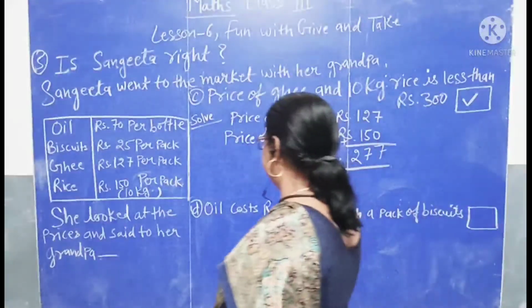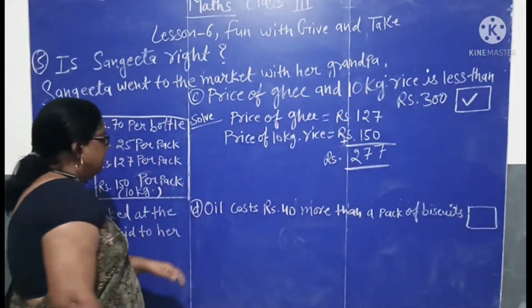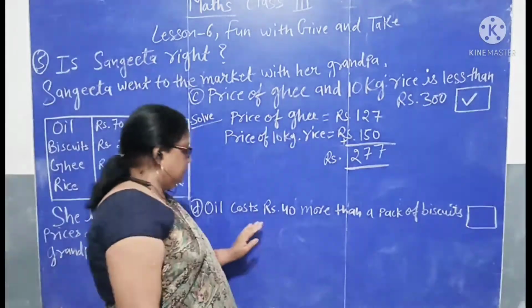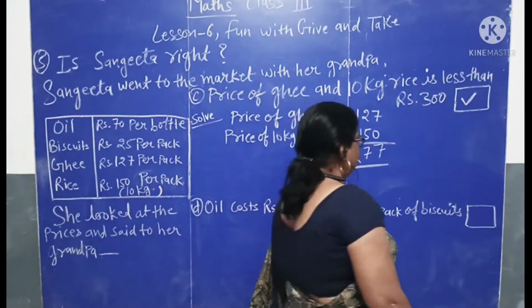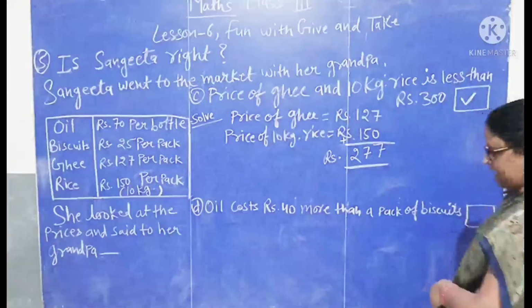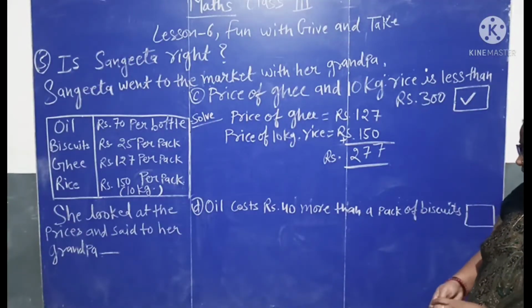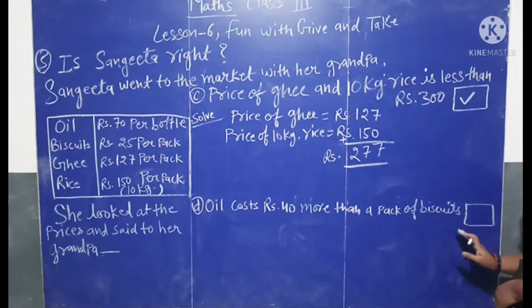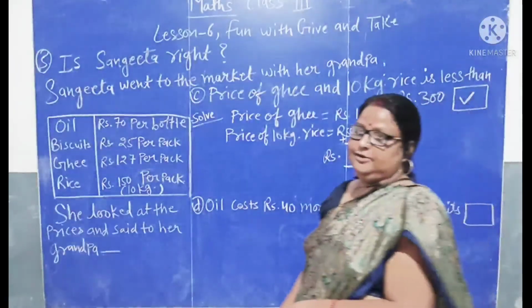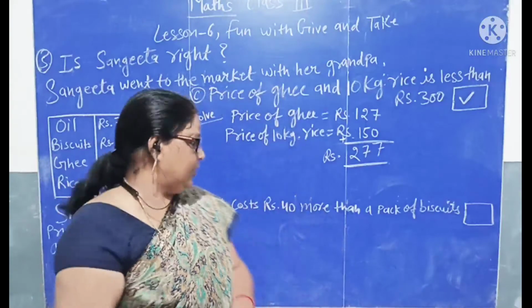Next, let's check the next statement of Sangeeta. D. Oil costs rupees 40 more than a pack of biscuit. Sangeeta said to her grandpa that oil costs rupees 40 more than a pack of biscuit. Let us check if Sangeeta is right or wrong.